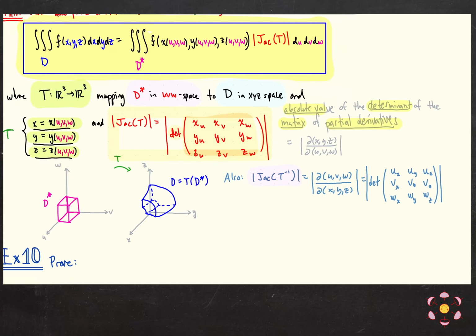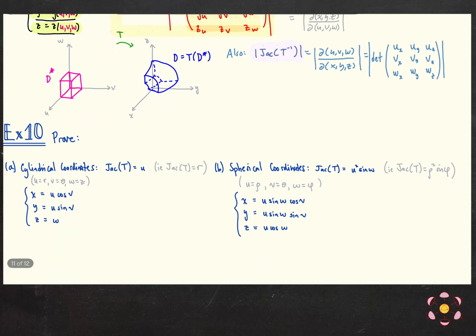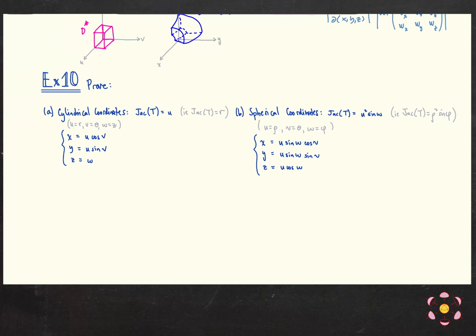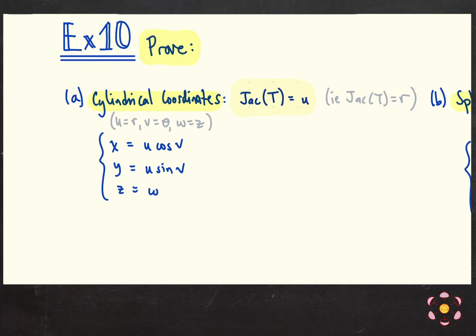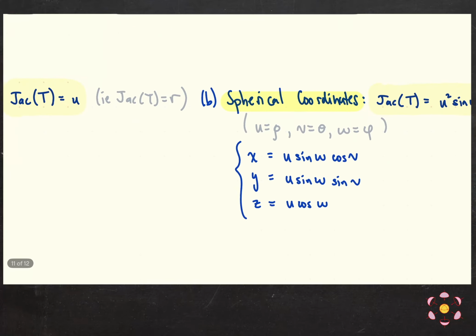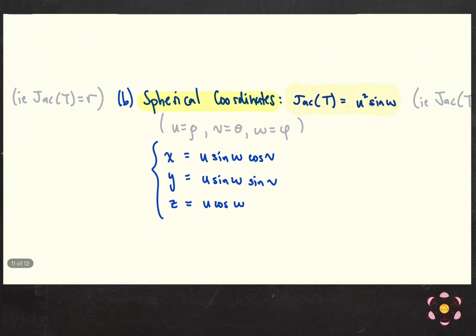Okay, so what I'd like to do is really, I'm not going to do any complicated examples here. I just want to prove that for cylindrical coordinates the Jacobian is u, and in spherical coordinates the Jacobian is u squared. Okay, so sorry, u squared sine w.